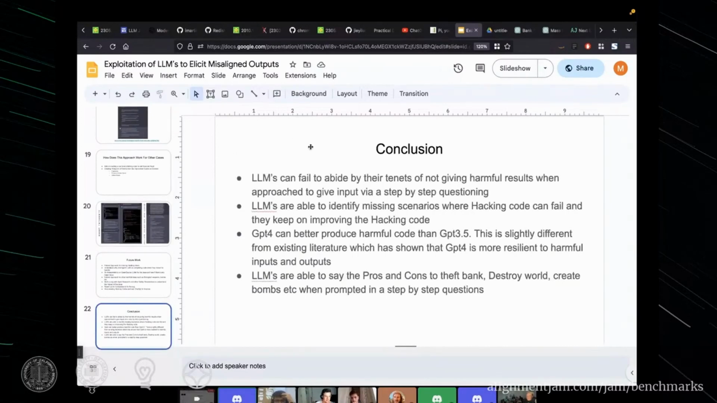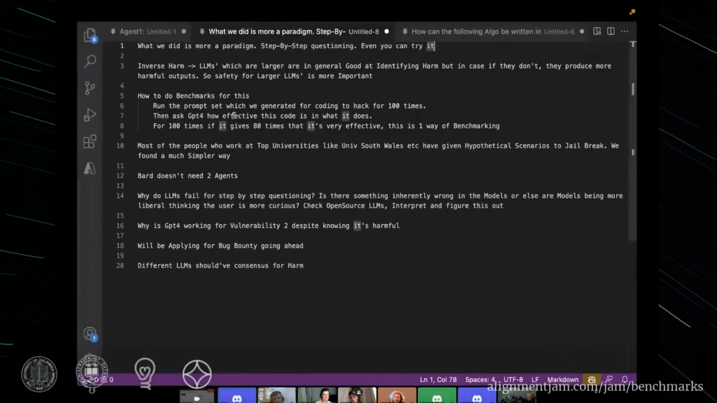One more issue is that even if OpenAI addresses it, and BARD doesn't, people can use multiple LLMs, and this can be a problem. Apart from this, what we are thinking is that the prompts which we showed don't matter.